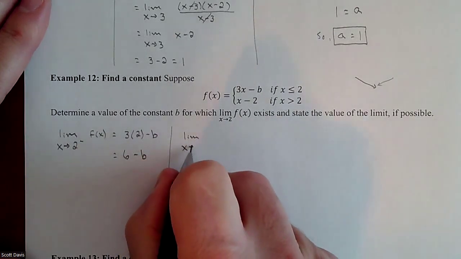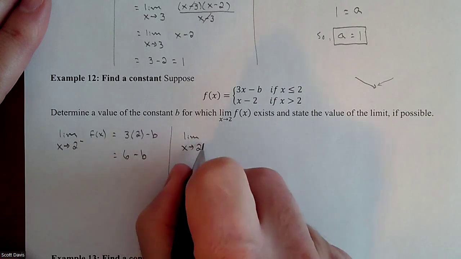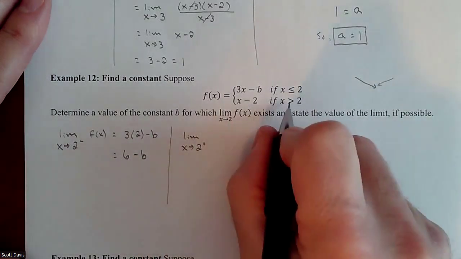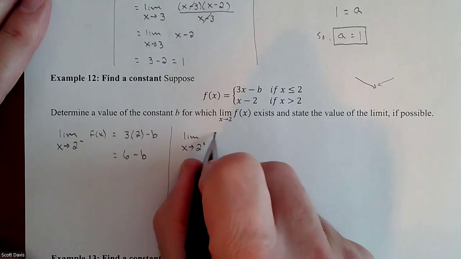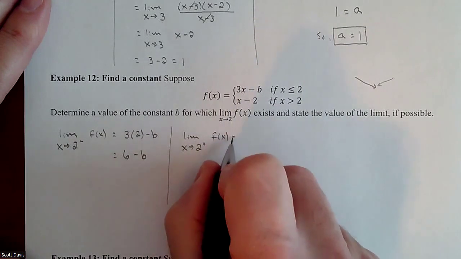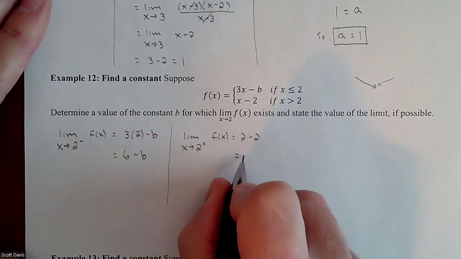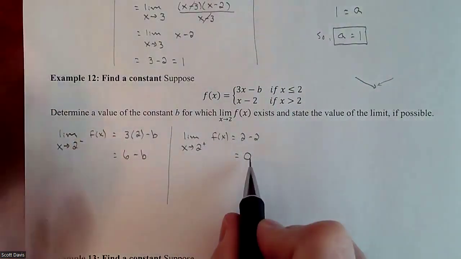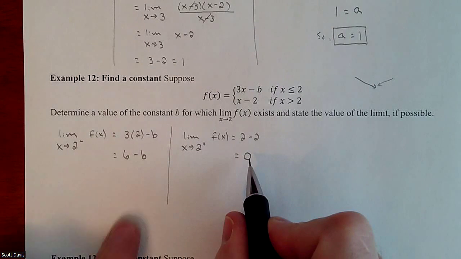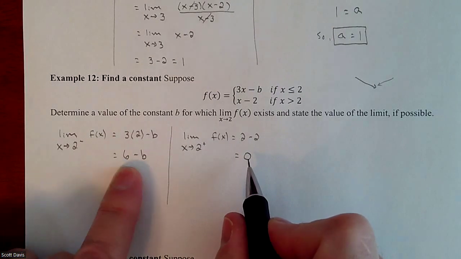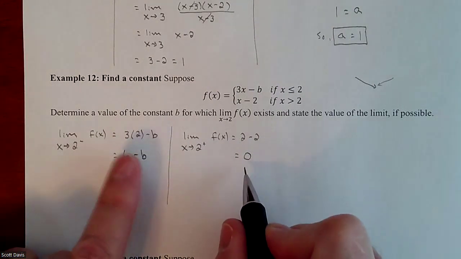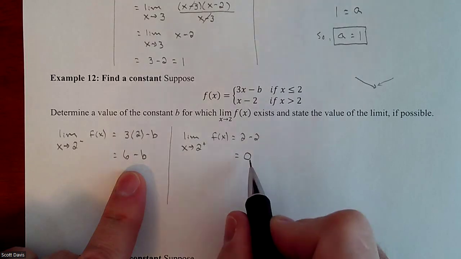Okay, and then if we do the other side, limit as x approaches 2 from the right, we'll be doing this equation. We'll plug in 2. So 2 minus 2 equals 0. So the right side's approaching 0. The left side is approaching this kind of equation. So we're going to force this left side to equal the right side.